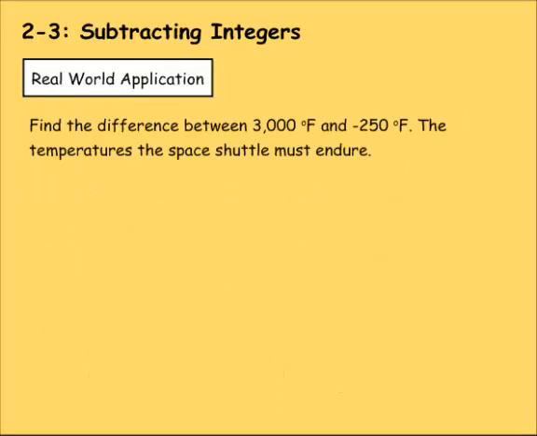Let's do a real-world application then. We said find the difference between 3,000 degrees Fahrenheit and negative 250 degrees Fahrenheit, the temperatures that the space shuttle must endure. That's a huge difference. So we say 3,000, that's the biggest. It says find the difference. Remember, that's a subtraction problem. So we need to subtract negative 250, and I like to put parentheses around the negative 250.